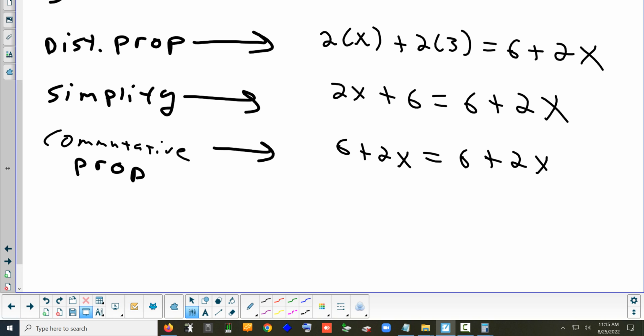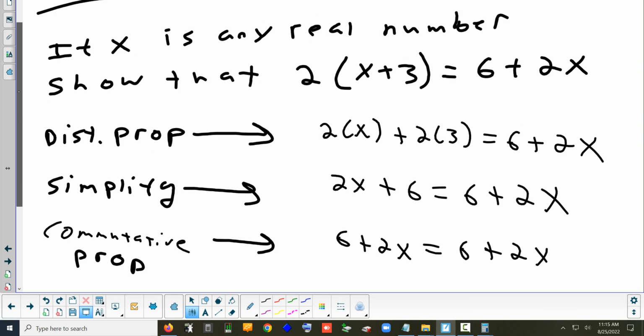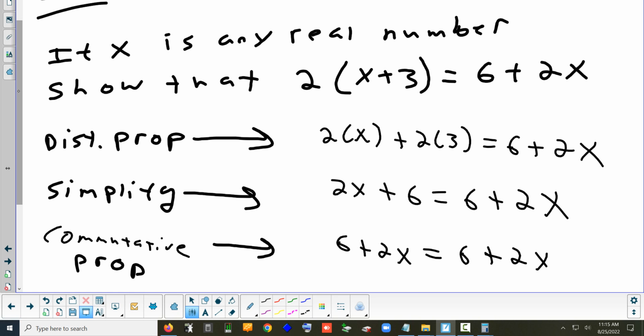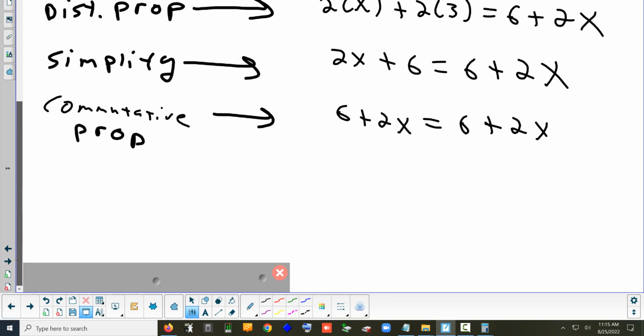So that is a proof. I mean, it's not like a geometry proof, that's an algebra proof. You proved that the left-hand side equals the right-hand side. Here are the names of your properties, and now you just showed me the property. That is basically a proof.